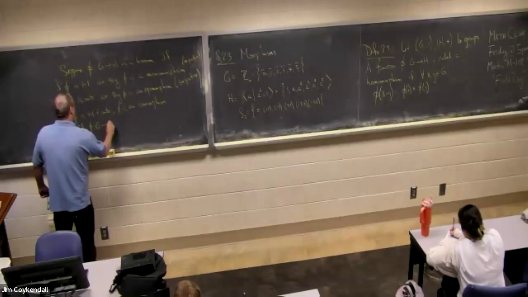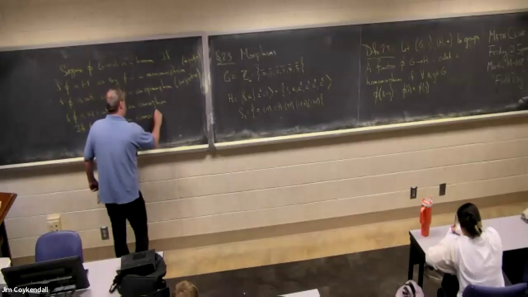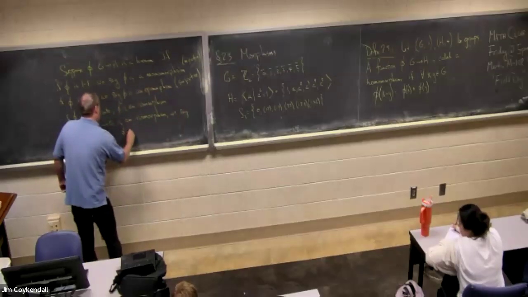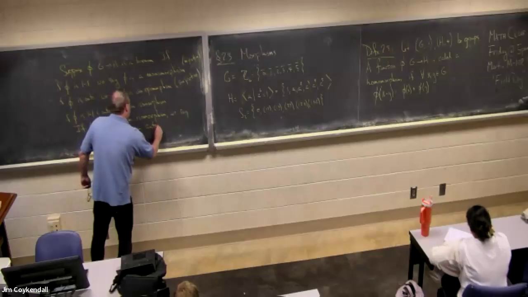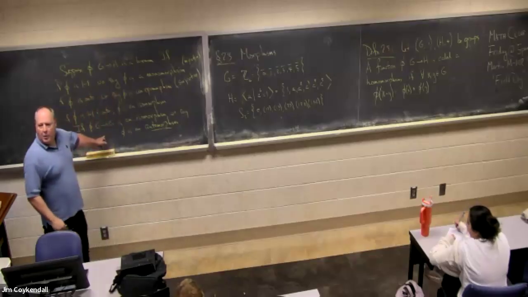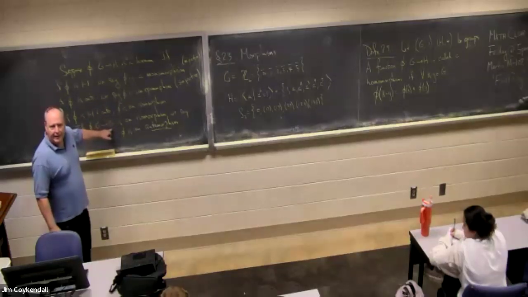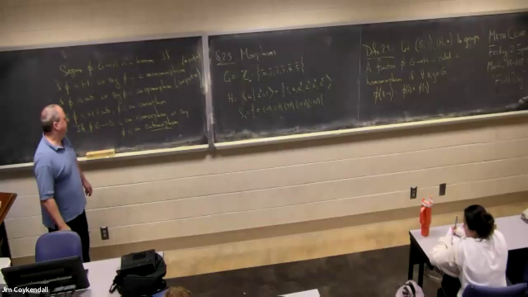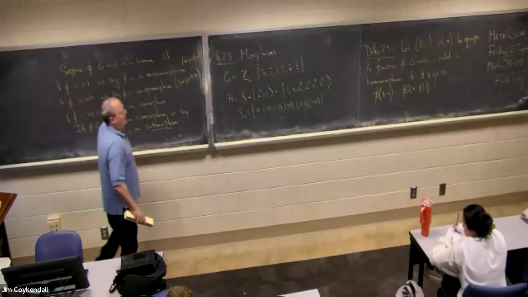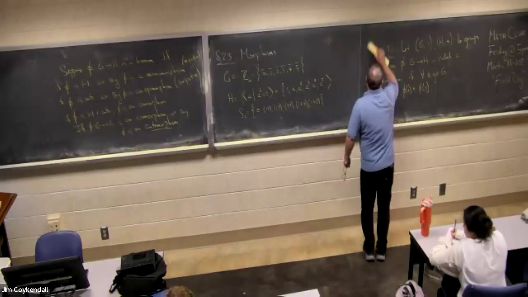If phi from G to G is an isomorphism, we say phi is an automorphism. So an automorphism is an isomorphism with the special case that both the domain and the codomain is G. Okay, so some terminology. Let's look at an example or two.